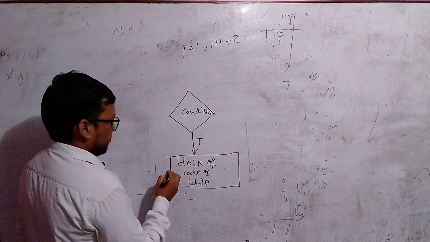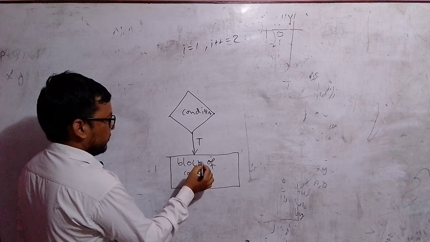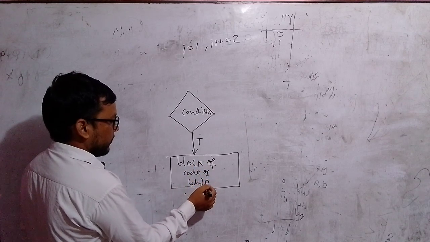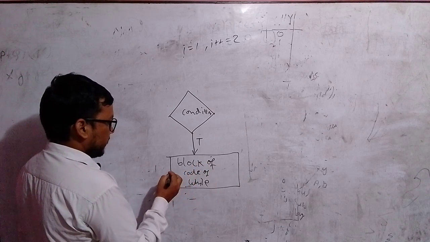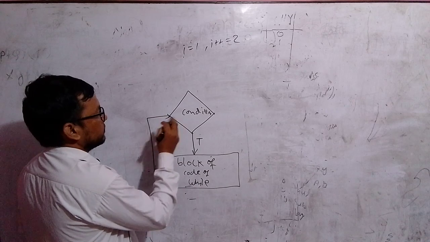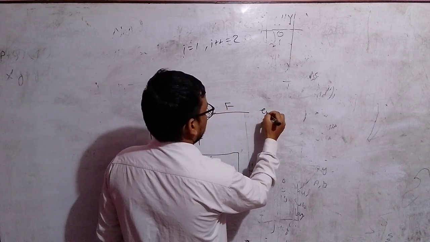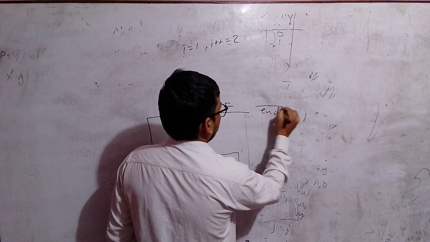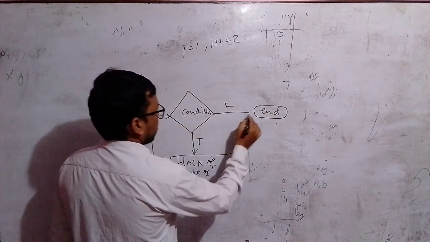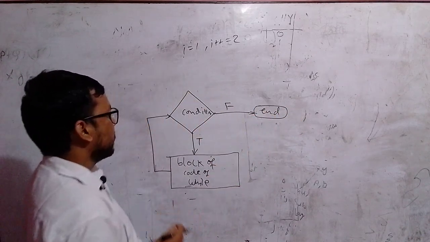True. If the condition is true, the block of code of the while statement will execute, and control again goes here to check the condition again. If false, end. No. In this way, the while loop works.